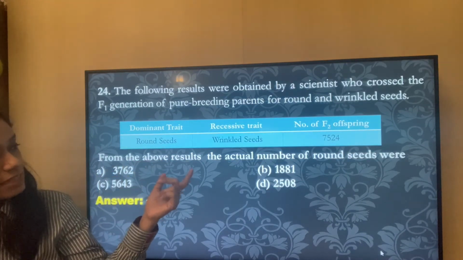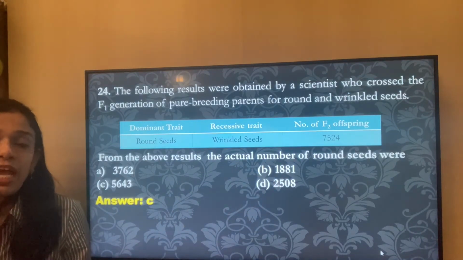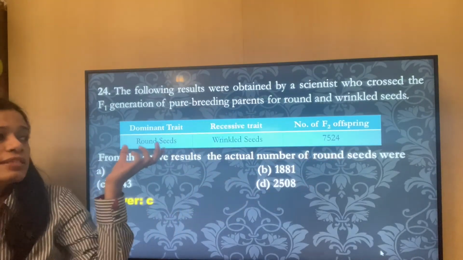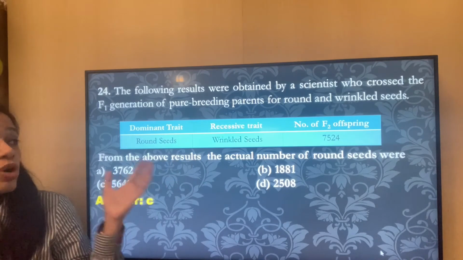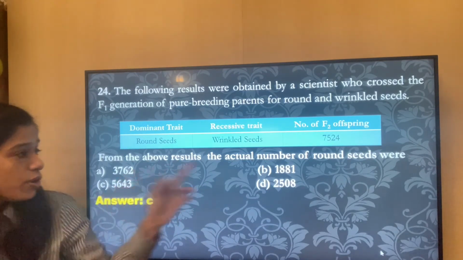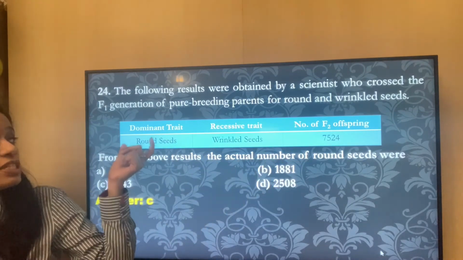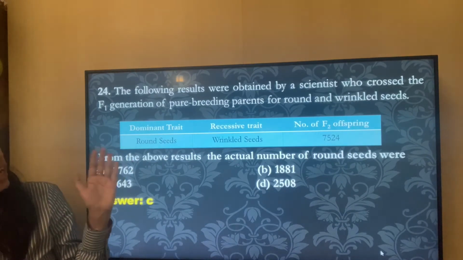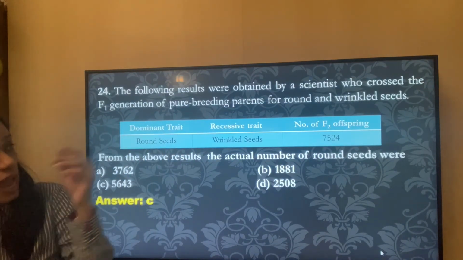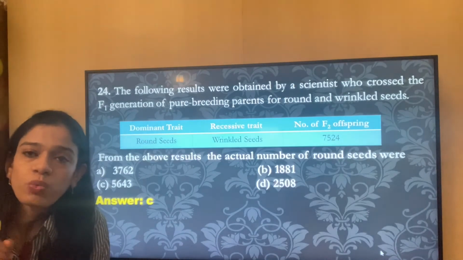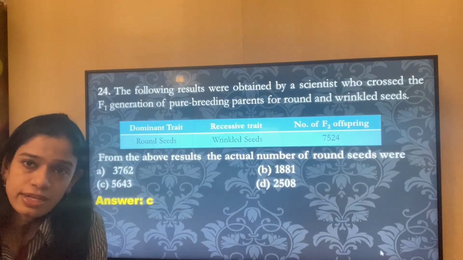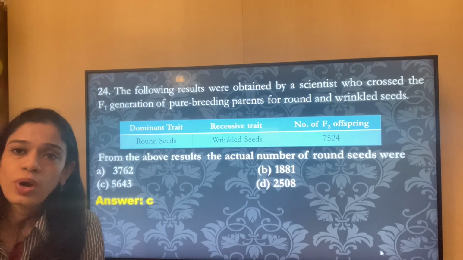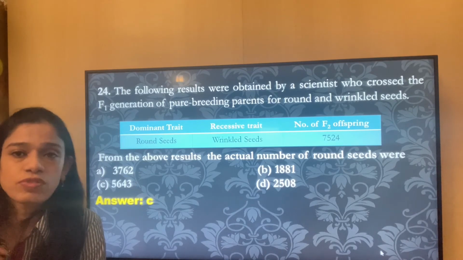Now from the above results, what is the actual number of round seeds? They are asking that this is the total number of offsprings that has been developed, and some are round and some are wrinkled. Round seeds here means it is the dominant trait. Now if we look into the question, they are telling of pure breeding parents, round and wrinkled, only one character. So this is a monohybrid cross, as it involves only one character.